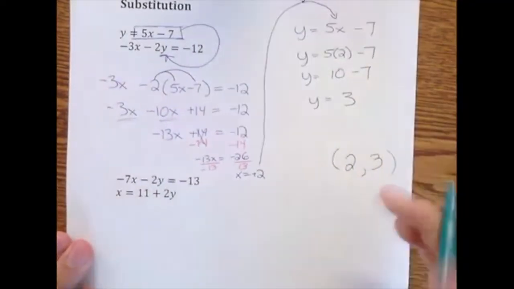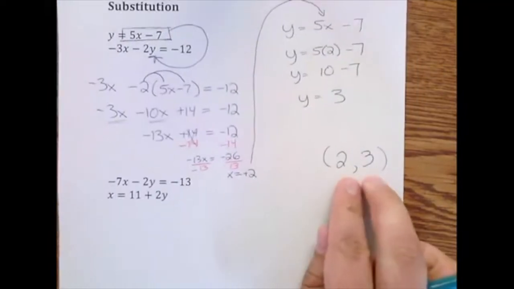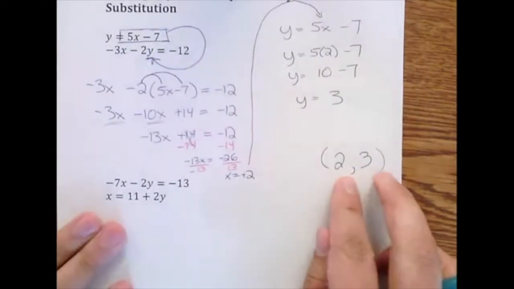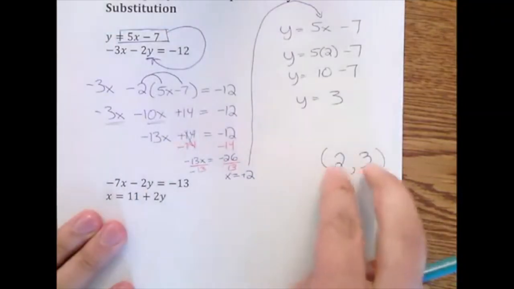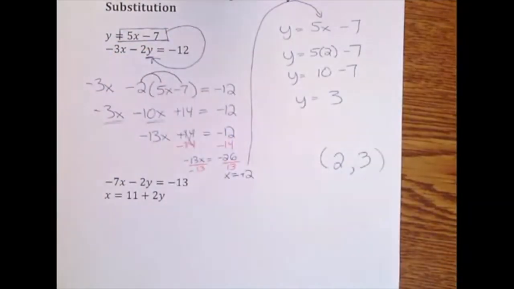So I have my ordered pair 2, 3. I could take this and check it if I wanted to. Take 2 and 3, plug it into the top equation, make sure it works. Take 2, 3, plug it into the bottom equation, make sure it works as well. It's a very easy method.